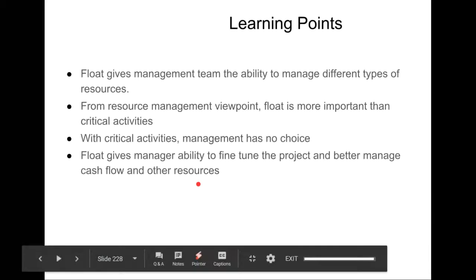So key reflection points in this exercise was that floats give us, basically the management team, the ability to manage different types of resources. From a resource management viewpoint, float is much more important than the critical activities, because with critical activities, there's nothing much you could do. With critical activities, management has no choice. Float gives managers the ability to fine tune the project and better manage cash flow and other resources.